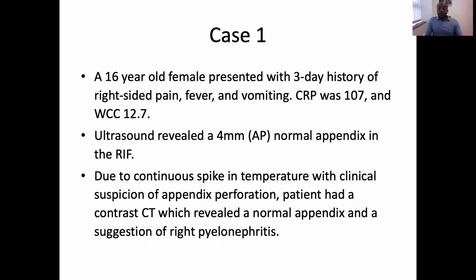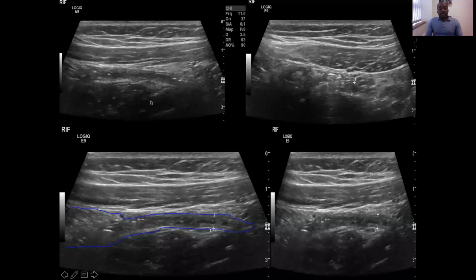She must have some kind of appendix perforation as CRP keeps going up. So they sent her for a contrast CT examination, which also revealed a normal appendix and suggested right pyelonephritis. So this is the image of the appendix. So here we can see skin.